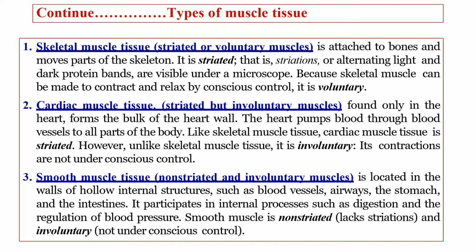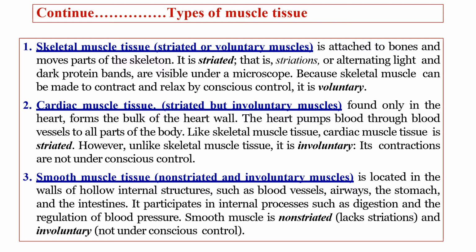Cardiac muscle tissue, striated but involuntary muscle, is found only in the heart and forms the bulk of the heart wall. The heart pumps blood through blood vessels to all parts of the body. Like skeletal muscle tissue, cardiac muscle tissue is striated. However, unlike skeletal muscle tissue, it is involuntary. Its contractions are not under conscious control.